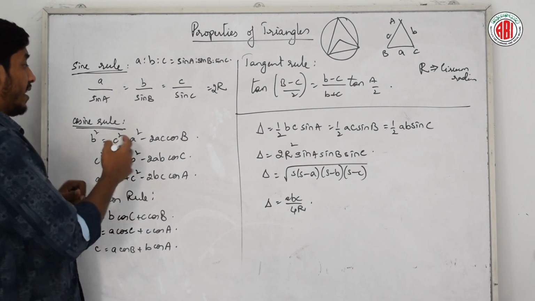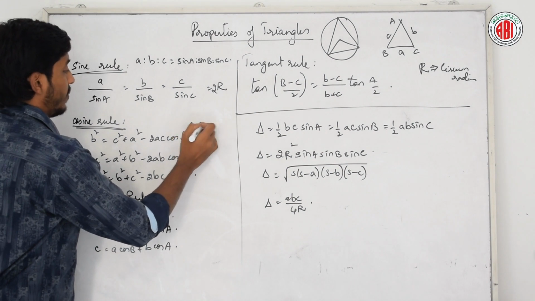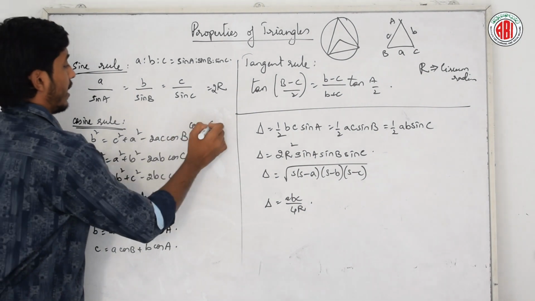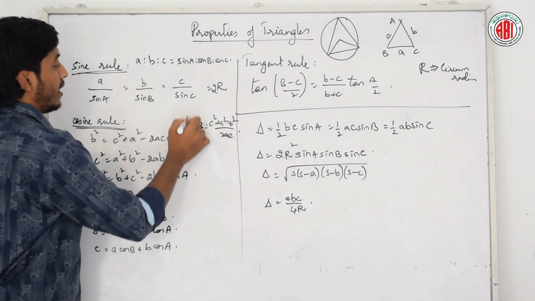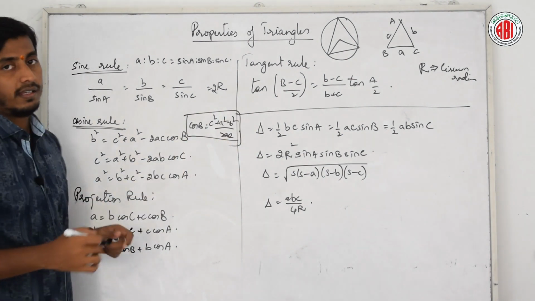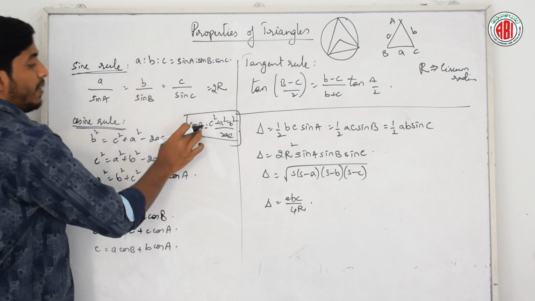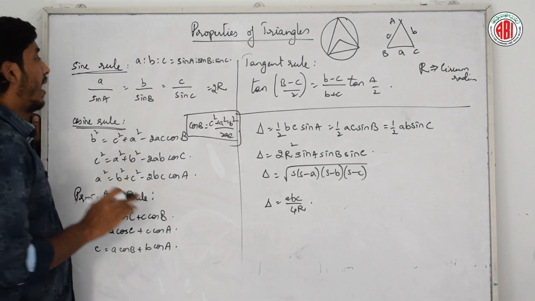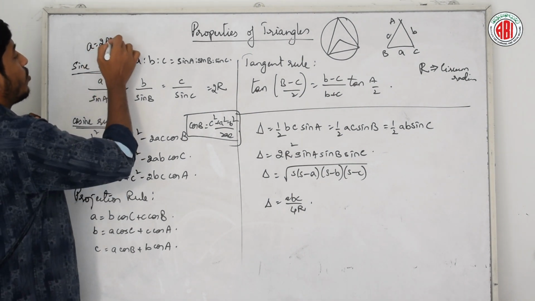From this, we can even write cos B as, just tell me, c square plus a square minus b square by 2ac. Can we write like this? Yes, right. Whatever angle it is, that side will be subtracted. For b, we subtract b square. Okay. And not only that, from the sine rule we can also write a is equal to 2R sin A.